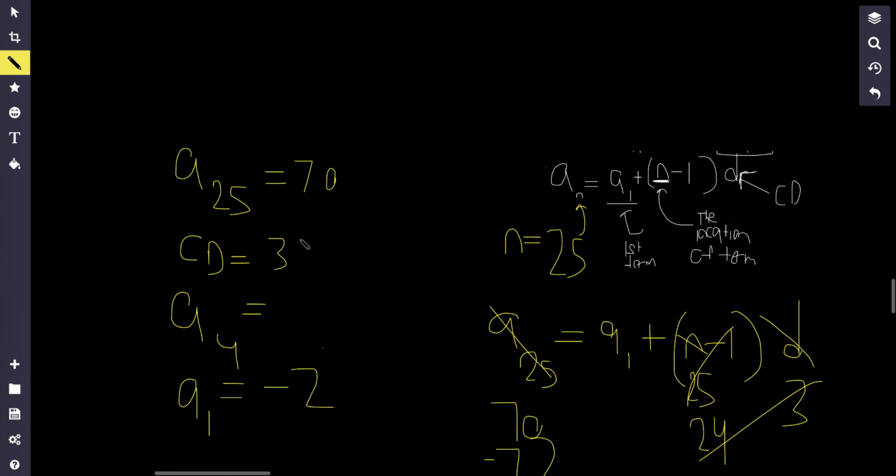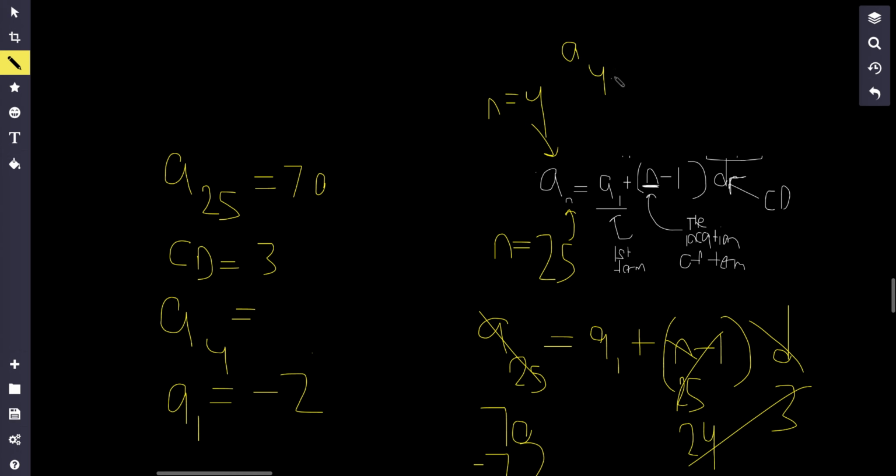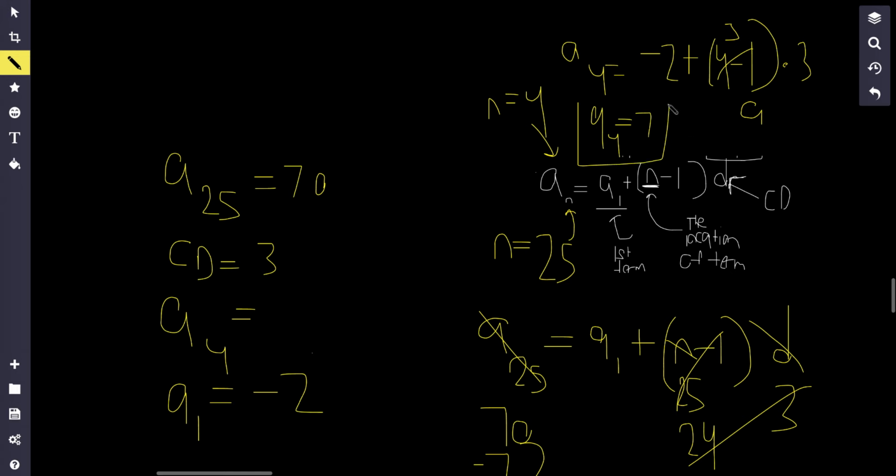Now that we know our first term, let's solve for our fourth term. So now I'm going to plug in n is equal to 4 into my formula to find out the fourth term. So I'm going to get a sub 4 is equal to the first term plus n minus 1. So in this case, 4 minus 1, right? Because we're on the fourth term, times the common difference. 3 times 3 is 9. Minus 2, that is 7. So we get a sub 4 is equal to 7. And that's going to be our answer.